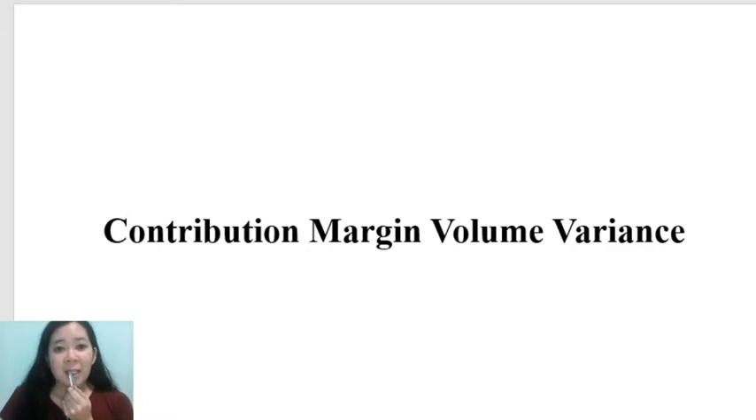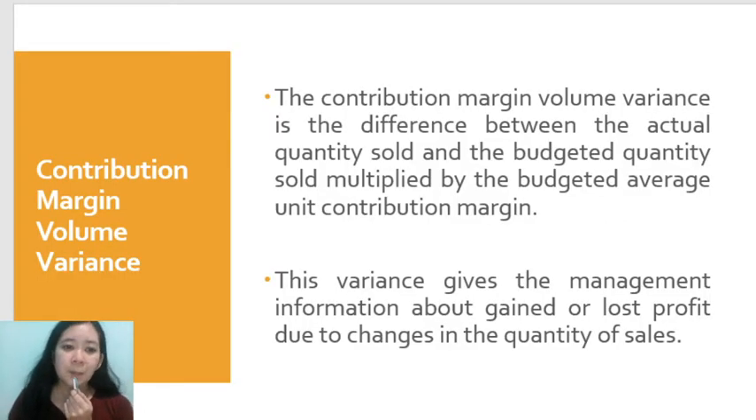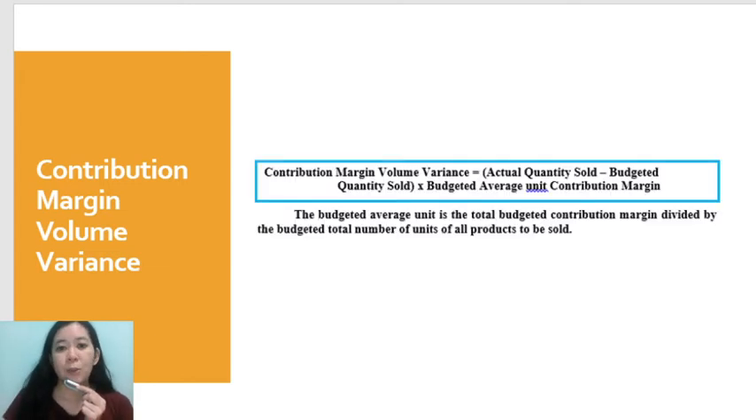Okay, next is contribution or CM volume variance. This is in terms now of the number of units. Okay, so the CM volume variance is the difference again between the actual quantity sold and the budgeted quantity sold, and we will multiply it by the budgeted average unit contribution margin. So this variance will give the management information about gained or lost profit due to the changes in the quantity of sales. So here, this is our formula as mentioned earlier.